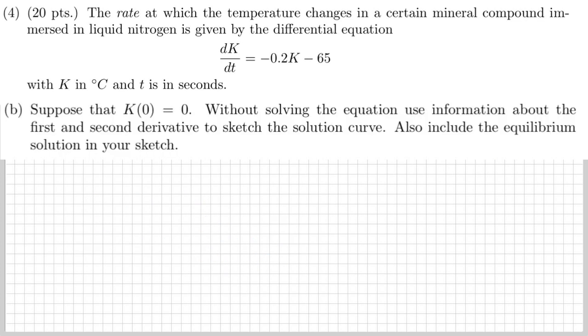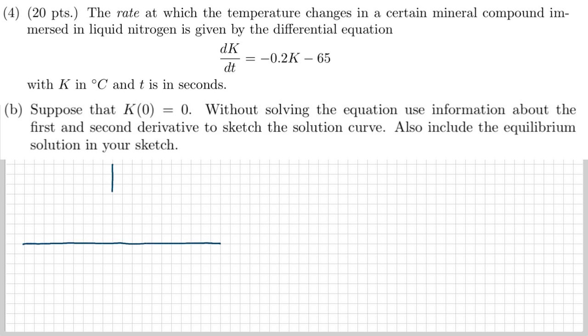So part B of this same problem asked you, if your initial condition were k of 0 equals 0, without solving the equation, use the information about the first and second derivative to sketch the solution curve. Also, include the equilibrium solution in your sketch.